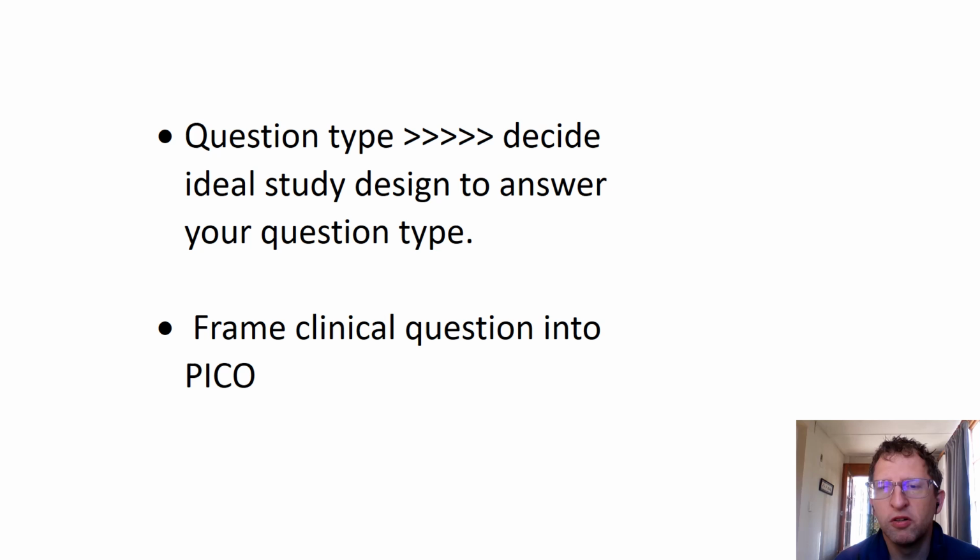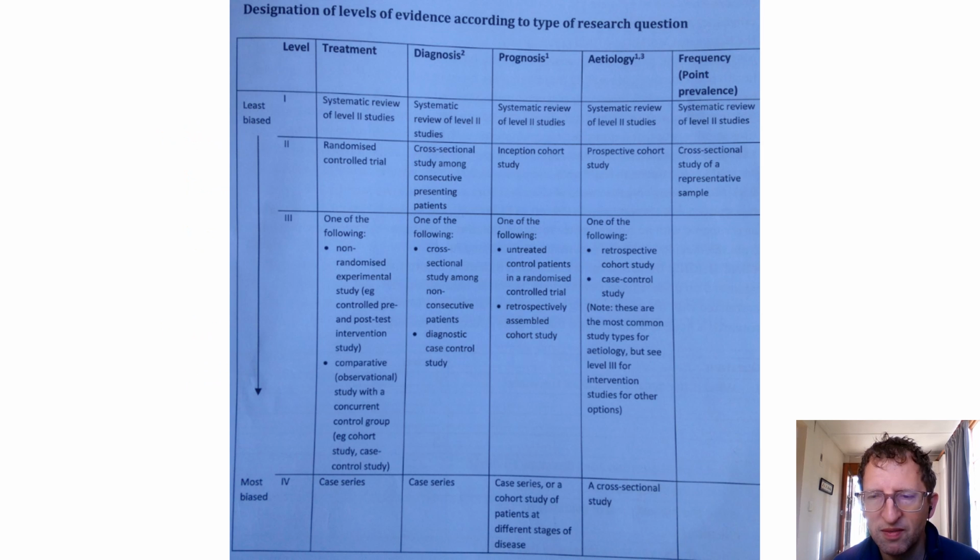Well, you might recall that the first step when you're deciding to use the best available evidence is you need to translate the situation into a question, and what you really want to know is what's the type of question you've got, because this will decide for you the best study design, and you want to frame the question into a PICO, because with these two bits of information you can do your searching in the database.